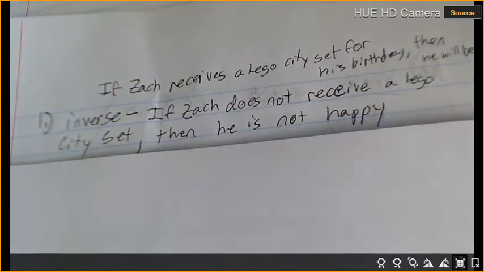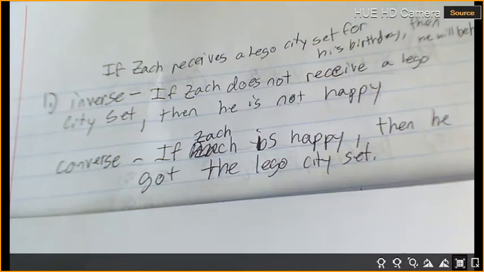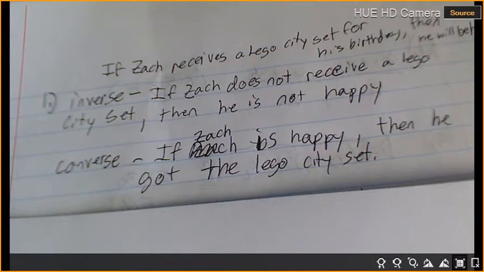Okay. Number 2. We are talking about the converse. Anybody remember how to remember the converse? Inverse, you put not in it. What do you do with the converse? You flip it. So we're looking at, if Zach is happy, then he got the Lego City set.